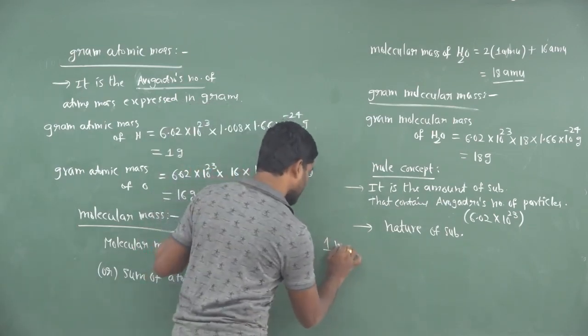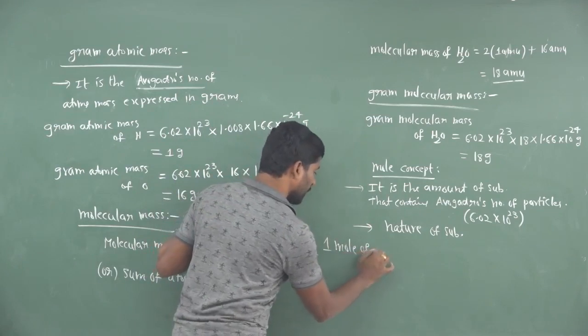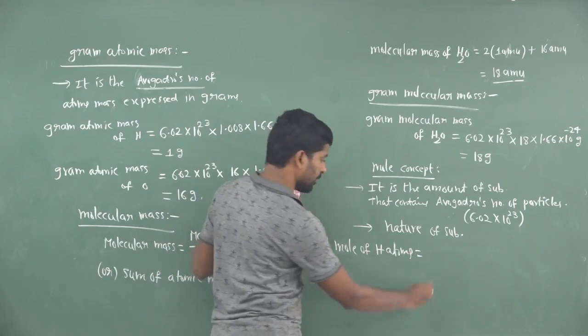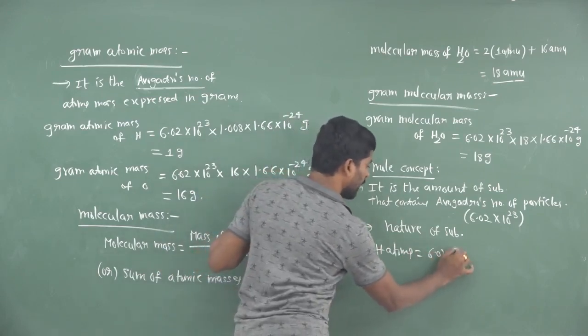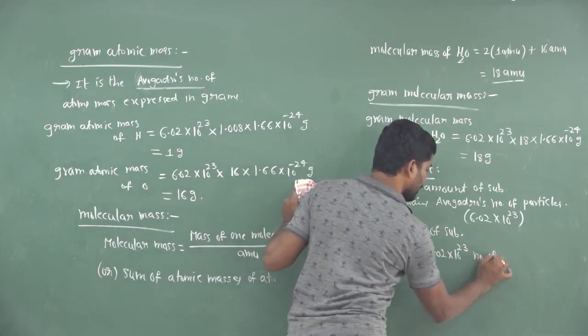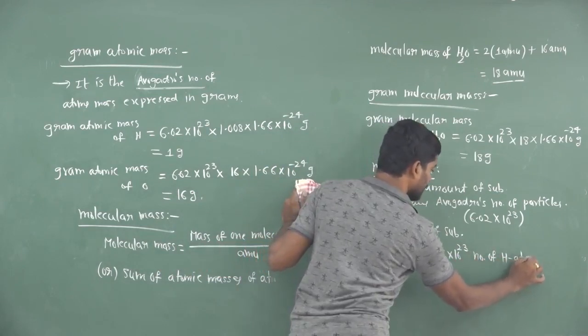For example, 1 mole of hydrogen atoms means how many hydrogen atoms are there? Avogadro number of hydrogen atoms. 1 mole of hydrogen atoms means 6.02 into 10 power 23 hydrogen atoms.